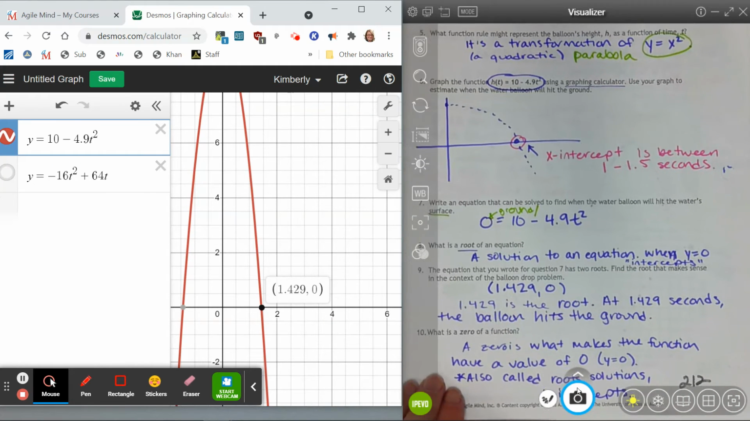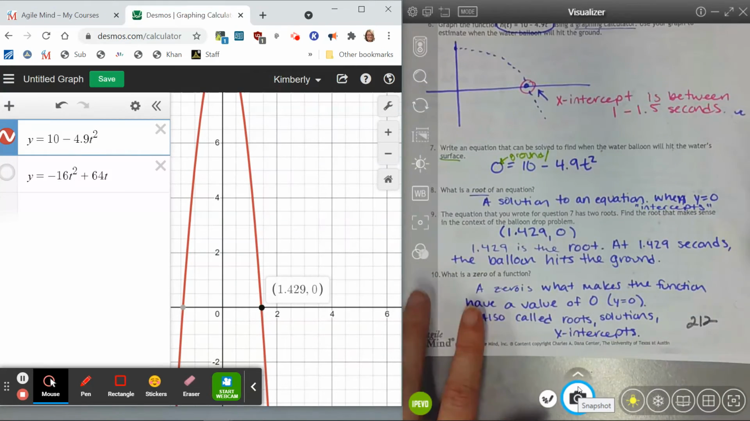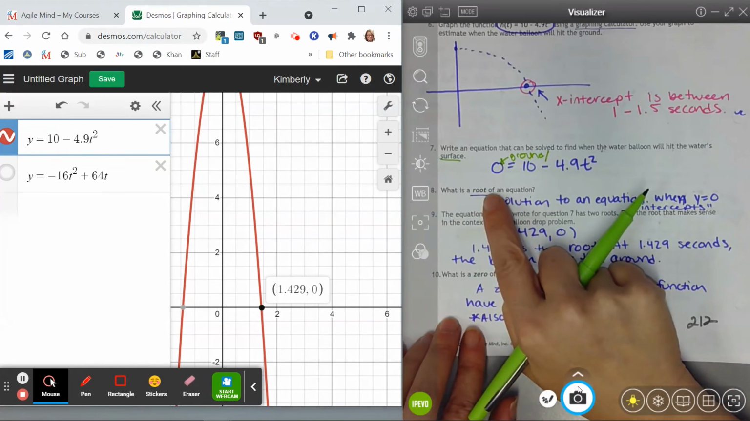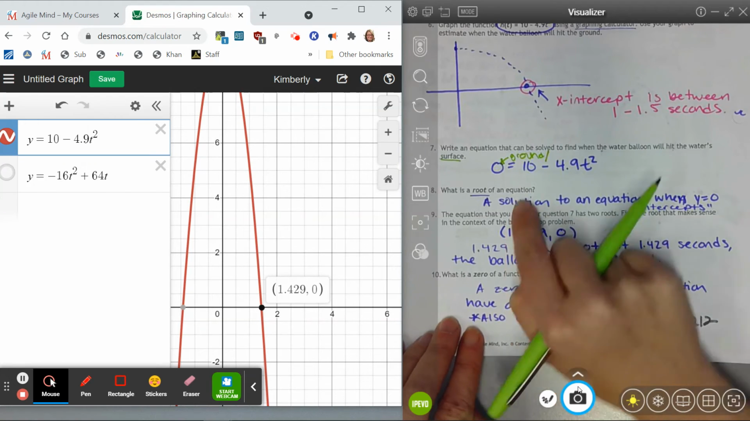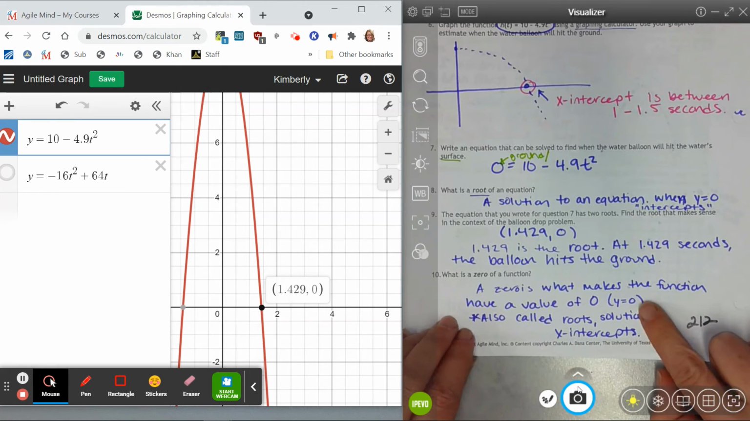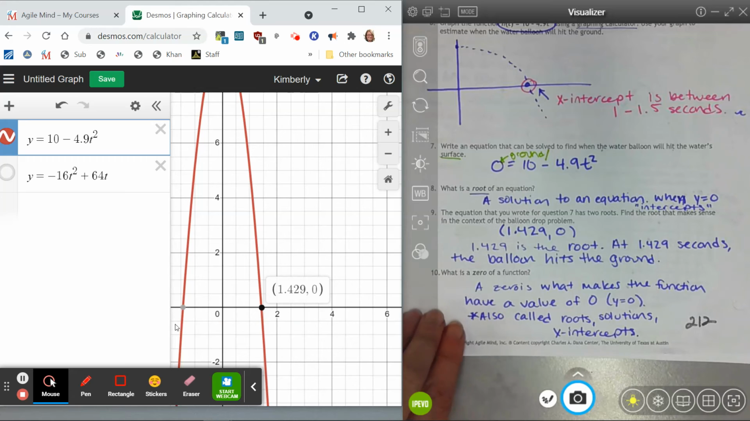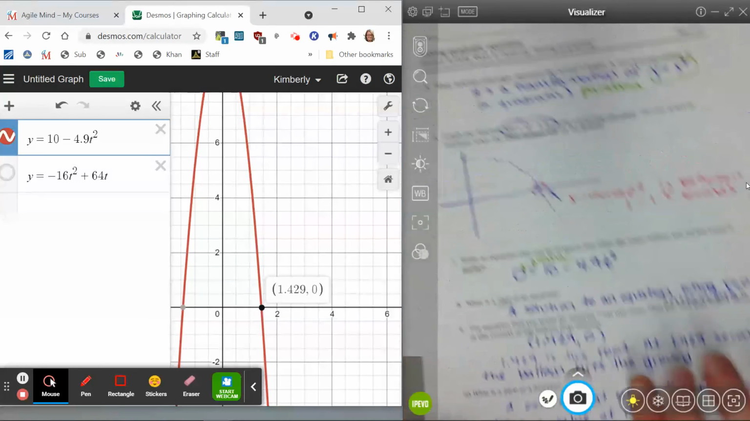Then they want to know what is a 0 of a function. Well, guys, 0 means the same exact thing as a root, which means the same exact thing as solution, which means the same exact thing as the x-intercept. A 0 is what makes the function have a value of 0, meaning y equals 0. Again, also called a root, solution, intercepts. Okay, so you can see over here, this is considered a 0. It is considered a root. It is considered an x-intercept, all of which are the same.